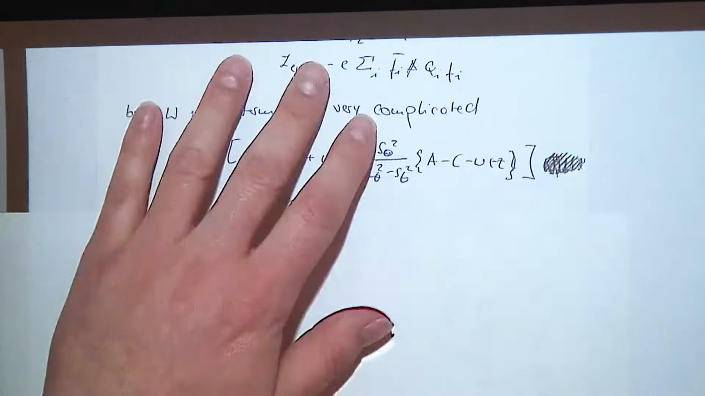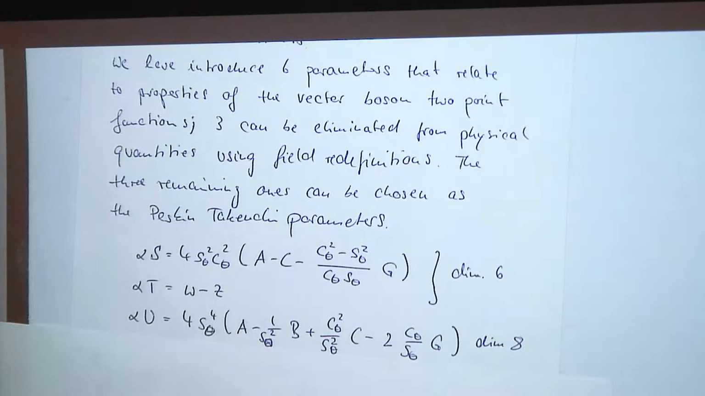In terms of these a, b, c's and g's, they are written like this. So you have the famous S parameter and the T parameter. There's no reason why you need to learn this by heart, but what I want to say is that these are dimension six. So you would expect them to be leading deformations of the standard model, because there are no dimension five operators in the standard model as far as I'm concerned.